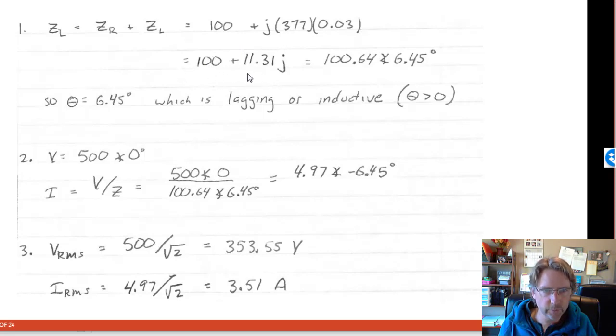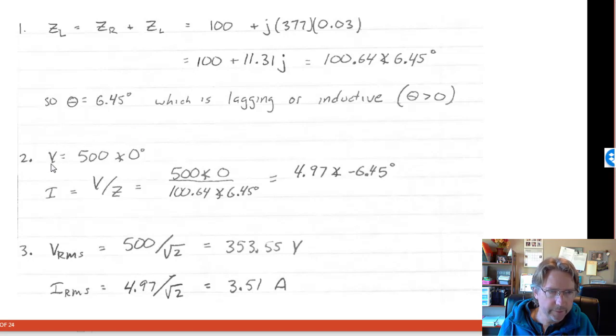That's in rectangular form. We can write it in polar form: 100.64 with a phase of 6.45 degrees. So this is theta. The angle of our impedance is theta. So theta is 6.45. It's greater than 0, so we call that lagging or inductive. We had a resistor and inductor, so it makes sense that it's inductive. Theta greater than 0. So we found the impedance.